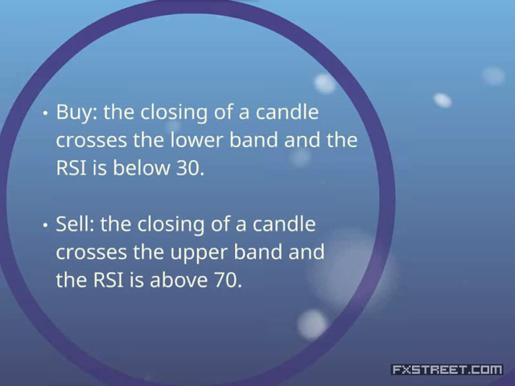Here in this slide, you can see in more detail the order opening parameters. Buy orders will be launched if the closing of a candle crosses the lower band and the RSI is below 30. Sell orders will open if the closing of a candle crosses the upper band and the RSI is above 70. It's quite simple.